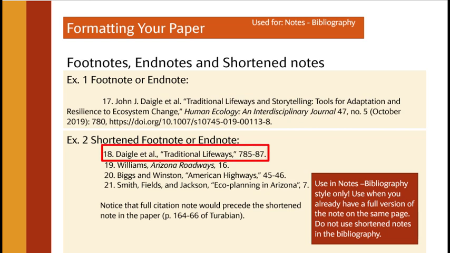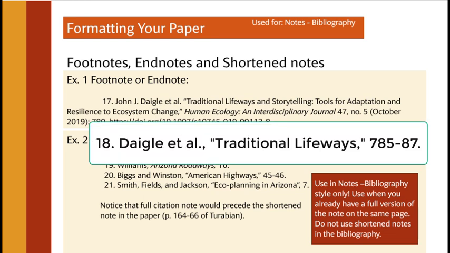For more information about shortening a note or endnote, consult pages 164 through 166 of Turabian. Only the last name is used, followed by a comma, up to 4 words of the title, formatted as in the full note, followed by a comma, then the page is cited, and end with a period.